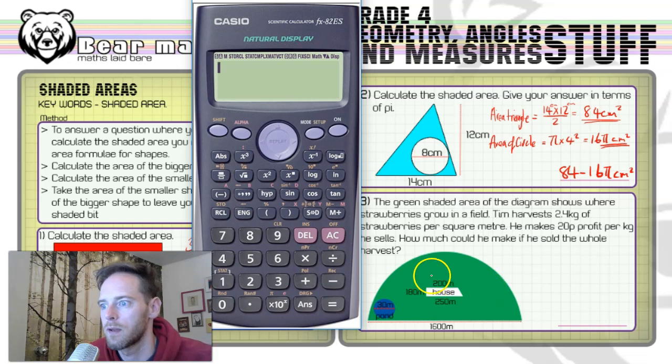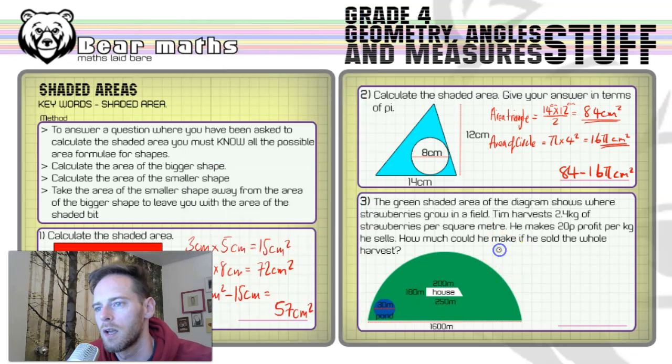Yeah, it'll be removing the house area and the pond area as well. So hopefully we've got enough room to work this out. But the area of the semicircle is the biggest shape. Area of the semicircle equals, right? So that's going to be the radius of 800 meters, because the diameter is 1600 meters.